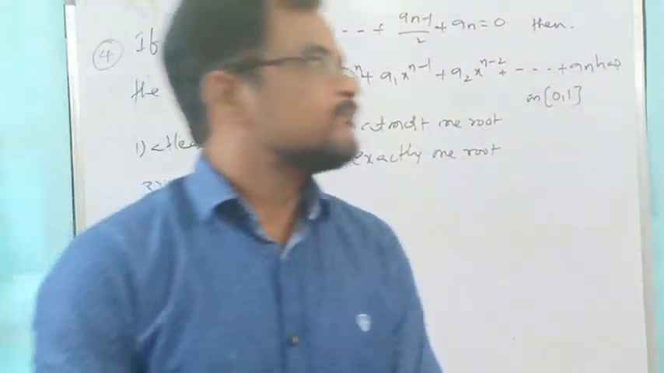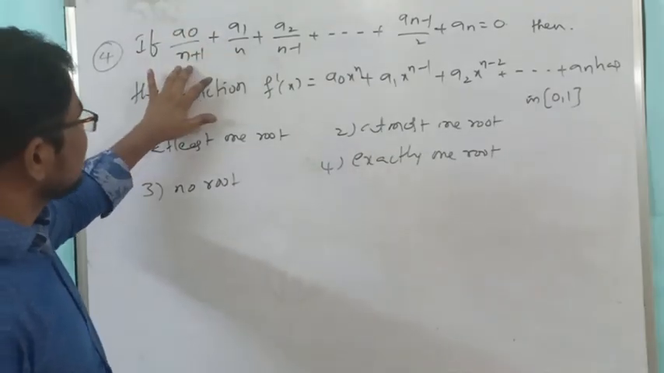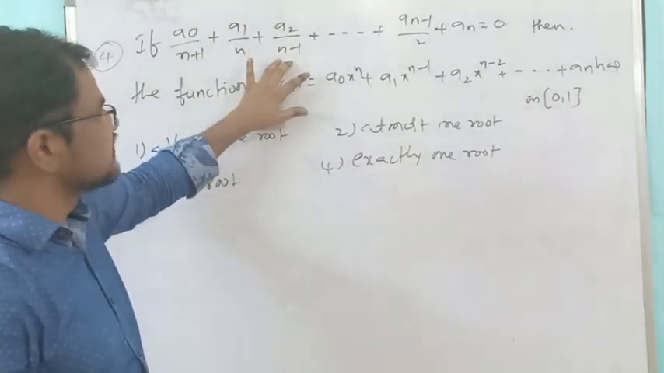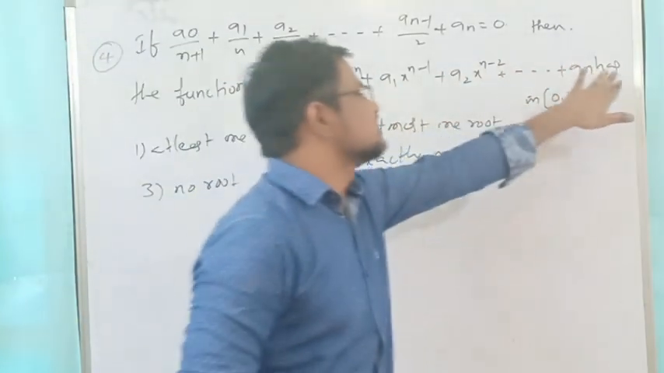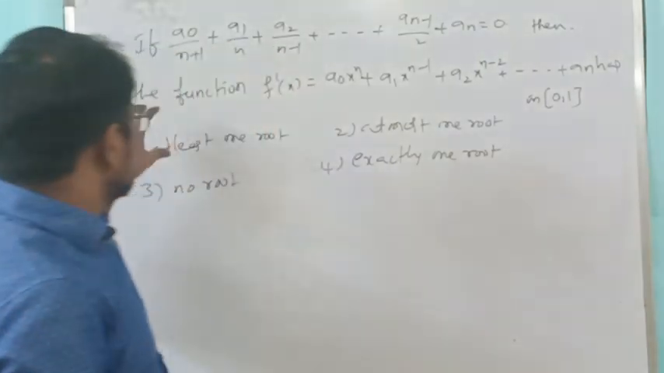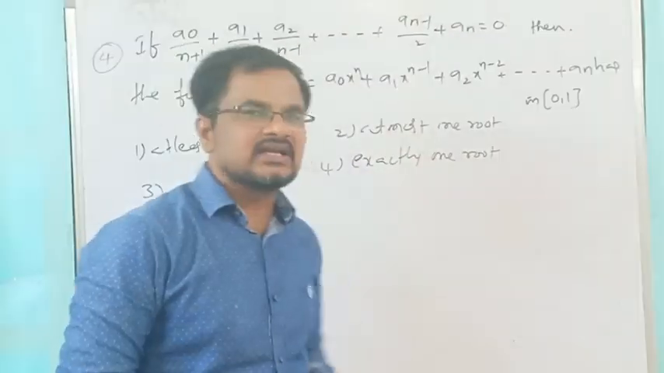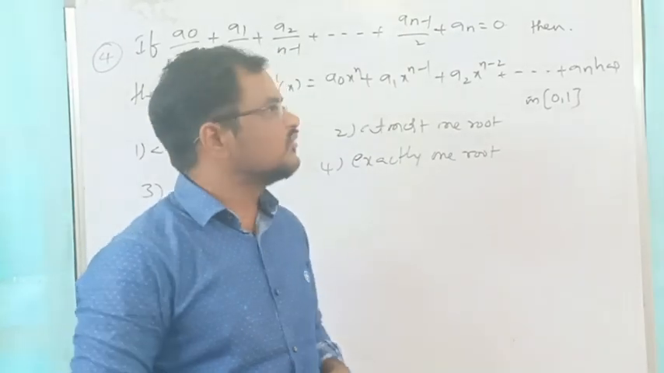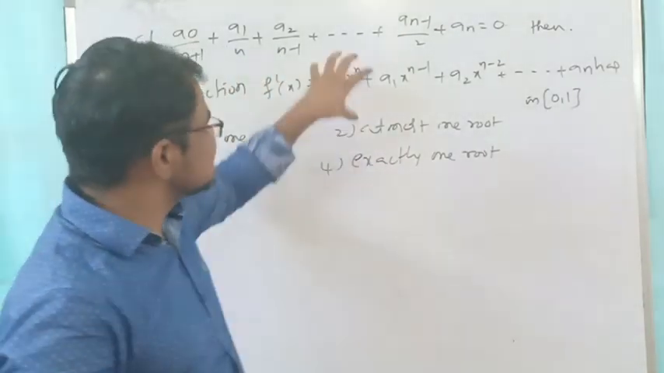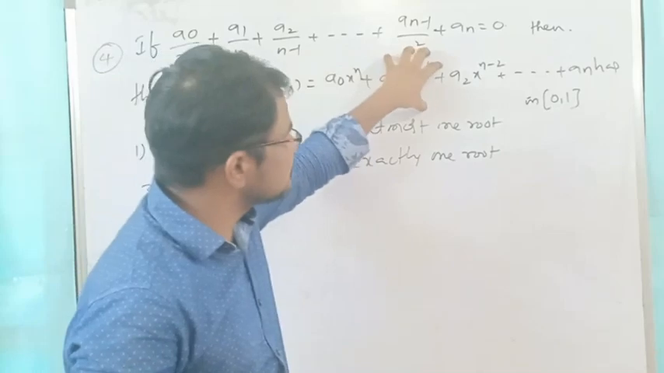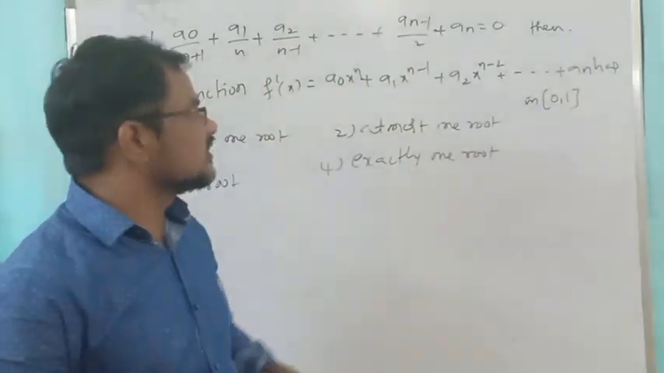Now see the fourth problem. If a0 by n plus 1, a1 by n, a2 by n minus 1 etc. equal to 0, then f dash x in this interval has at least one root, or at most one root, or no root, or exactly one root, we have to find. So for this equation, how many roots are there, they are asking.